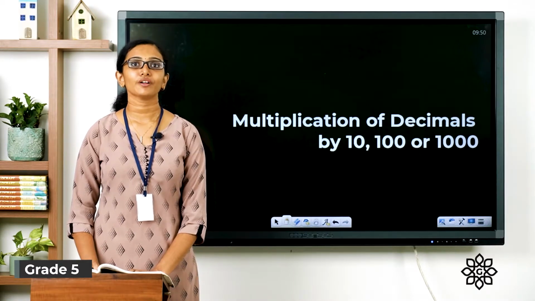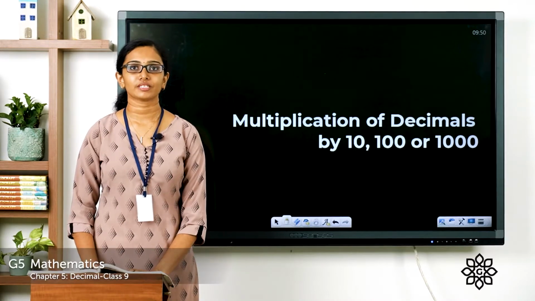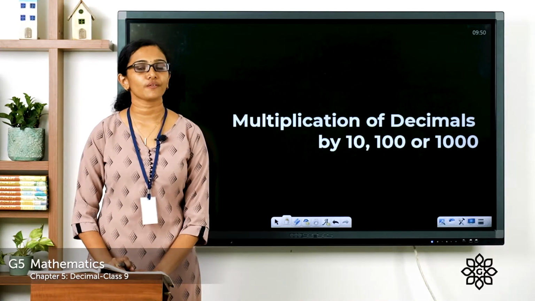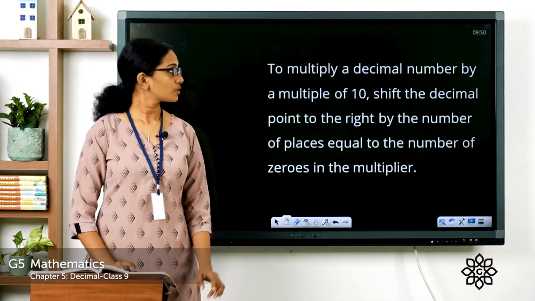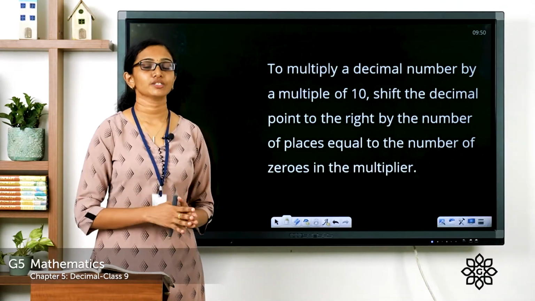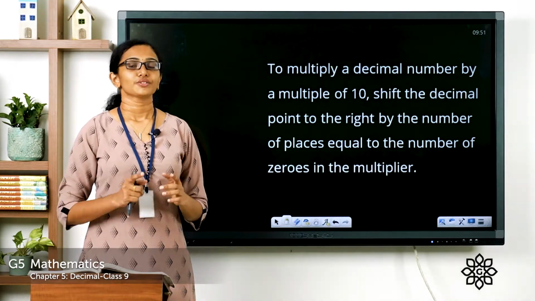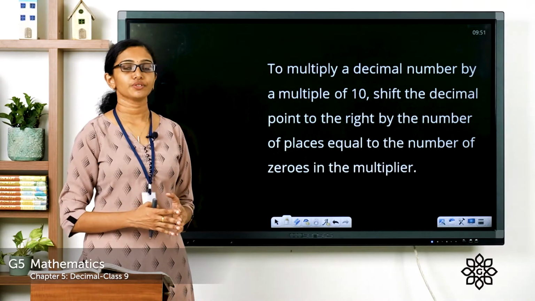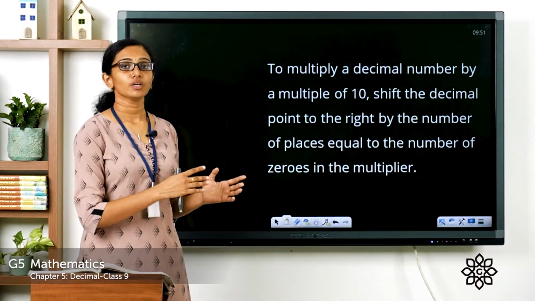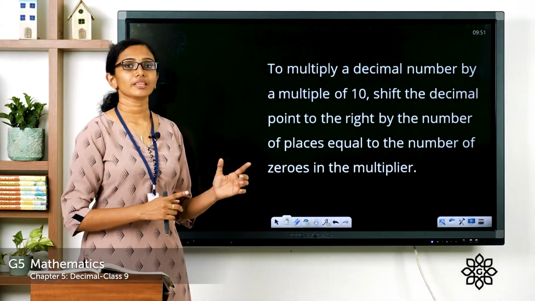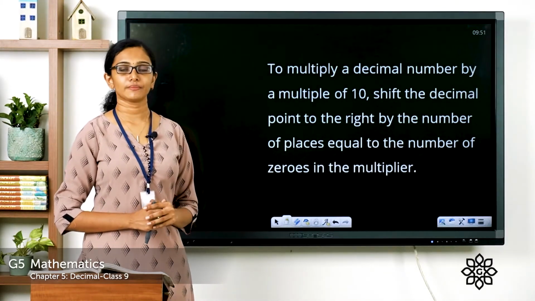So we are learning about multiplication of decimal numbers. Today let's learn how we can multiply a decimal number by 10 or multiples of 10. So what are the steps involved to multiply a given decimal number by 10 or multiples of 10? To multiply a given decimal number by a multiple of 10, you have to shift the decimal point to the right by the number of places which is equal to the number of zeros in the multiplier.